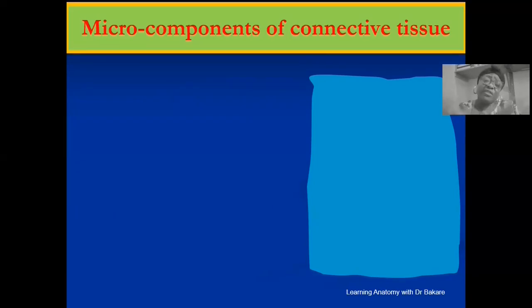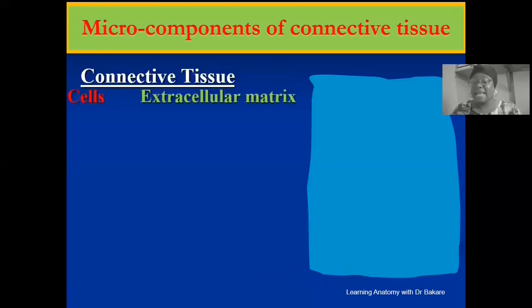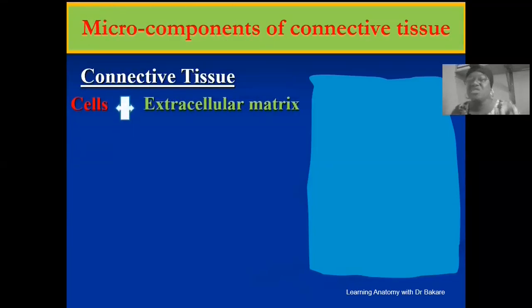We tried to check the configuration of other tissues that we highlighted, which include the epithelial tissue, the muscle tissue, and also the nerve tissue. You see that the configuration is different from the connective tissue. The connective tissue is basically seen to contain cells that are embedded in extracellular matrix.